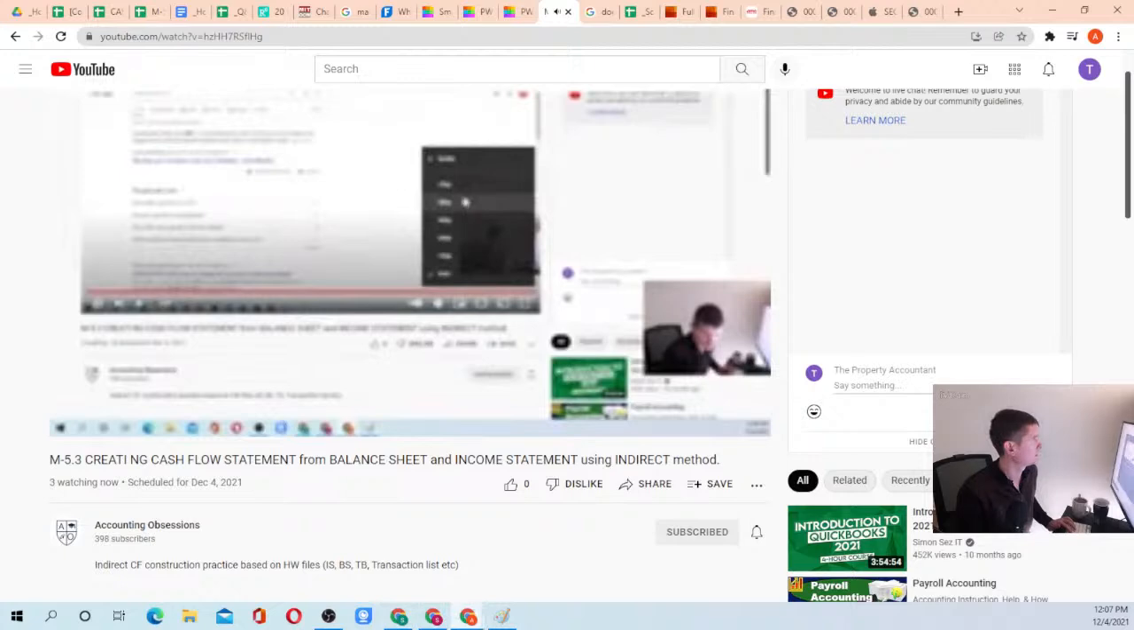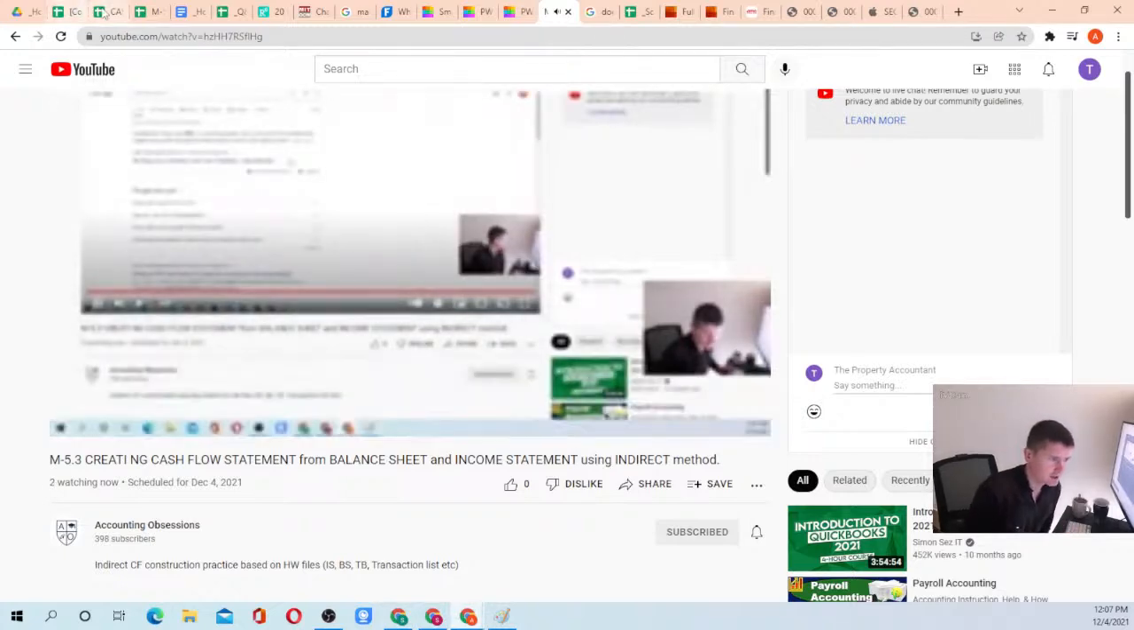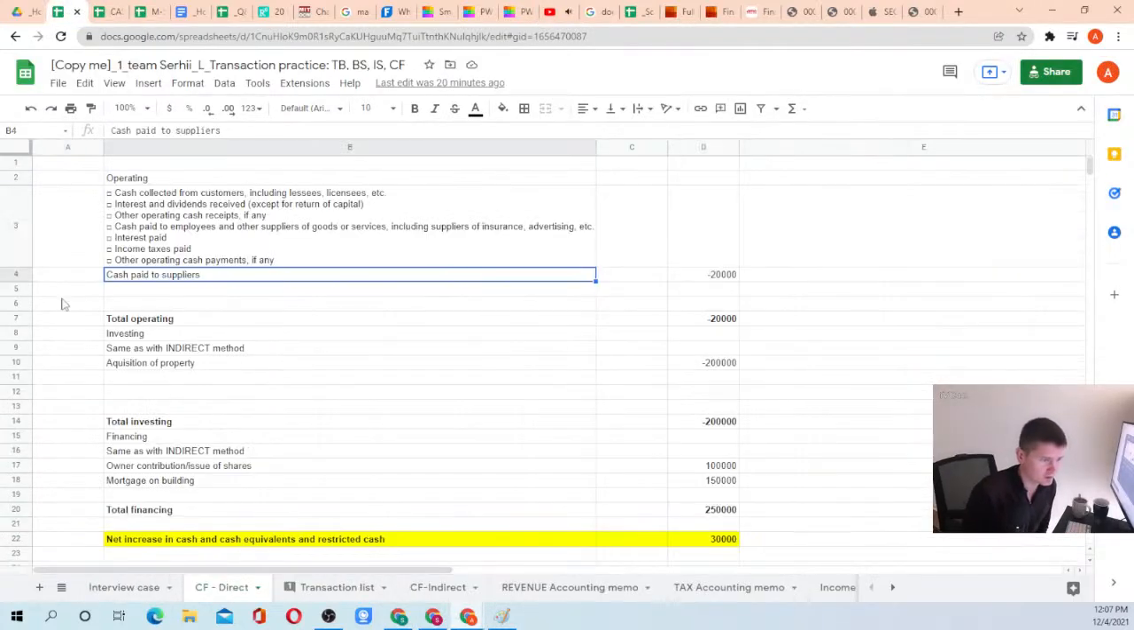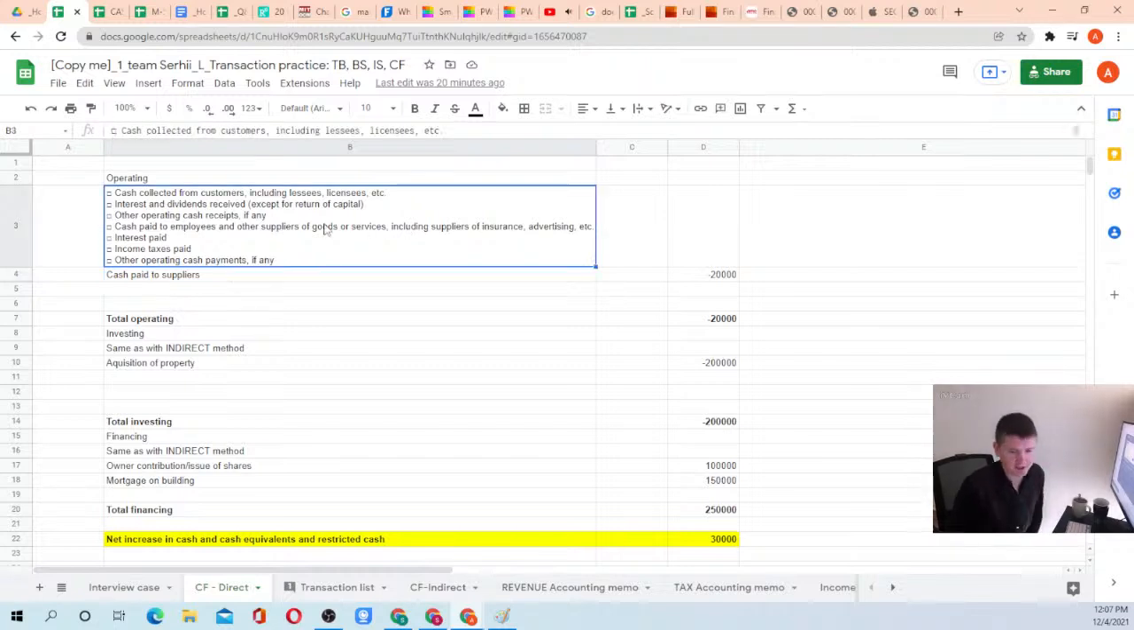Okay. So cash flow statement. In this practice session, we will continue our work on our homework files and transactions, and we will prepare cash flow statements for period 1 first using the direct method, and then if we have enough time, we will do that using an indirect method as well.